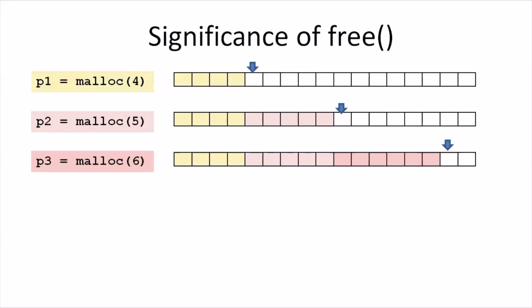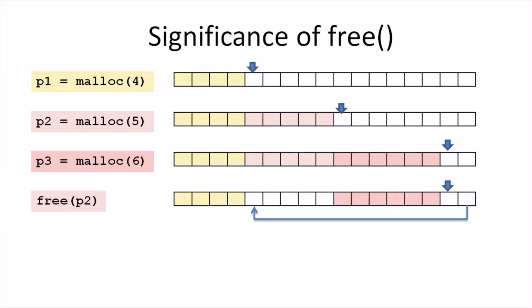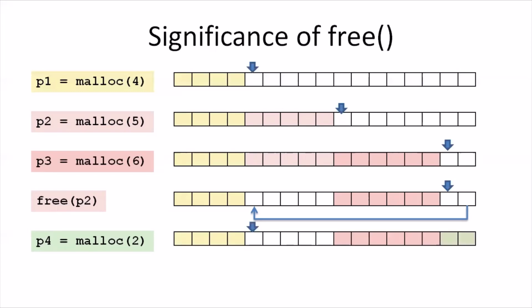Now, when free P2 is executed, the memory assigned to P2 is considered to be free and gets linked with the available slots. So next, when P4 equal to malloc 2 gets executed, 2 bytes are allocated and the available memory pointer now points to the memory slot which was initially allocated and then freed by P2. At this stage, if another memory allocation request is made up to 5 bytes, the memory address stored in the available memory pointer will be returned, otherwise null will be returned.